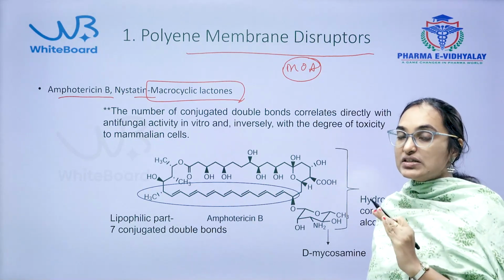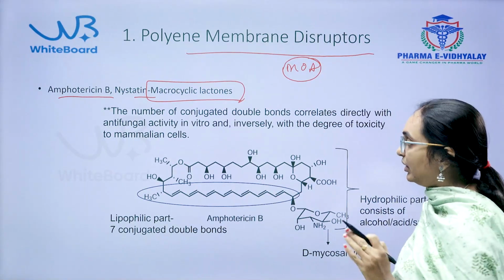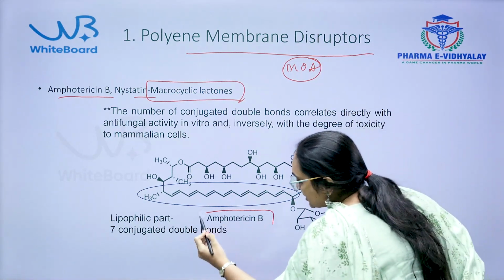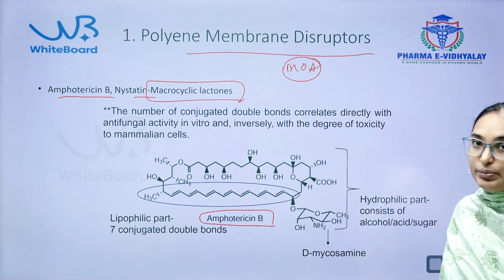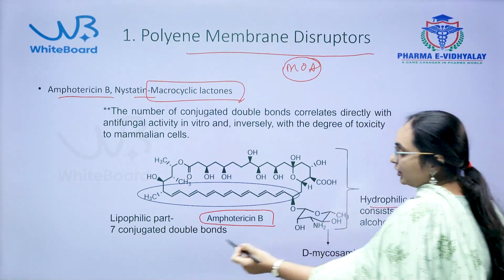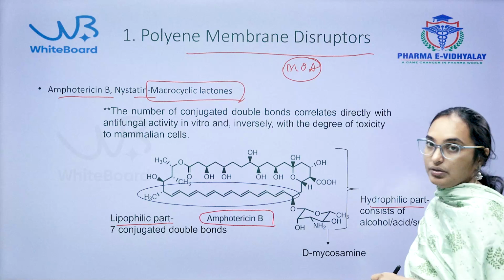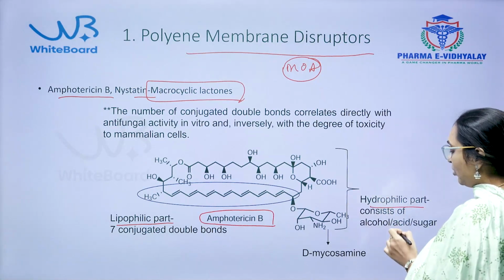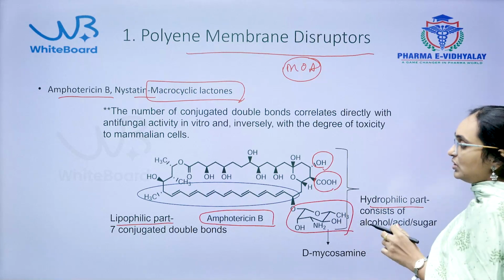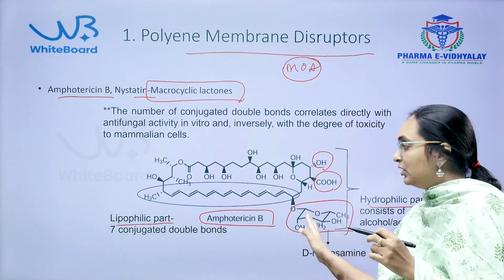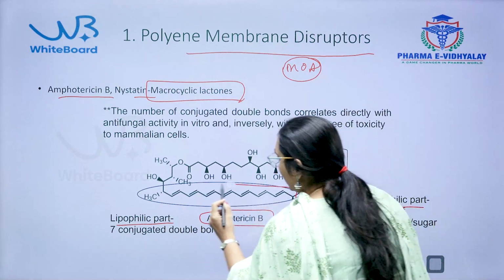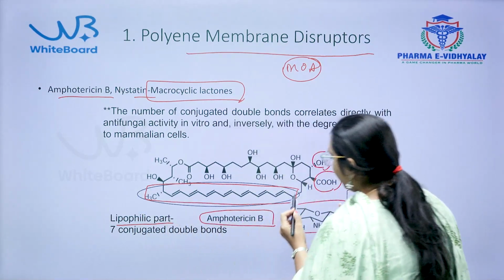Okay, that means a large structure with a cyclic ester will be there. If you see here, for example, this is the structure of amphotericin B. Here, two parts will be there, a hydrophilic part and a lipophilic part. The hydrophilic part consists of alcohols, acids and sugars. So, this is all the hydrophilic part. This one, the conjugated chromophore, is the lipophilic part.